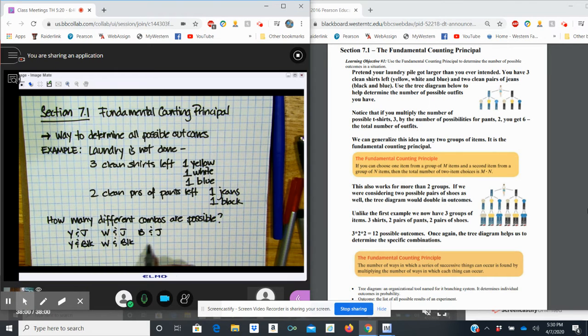Right? Am I doing this right? And then 1 blue and black. So basically, you're just keeping room for every possible combination, right? Each of the 3 shirts can go with each of the 2 pairs of pants.